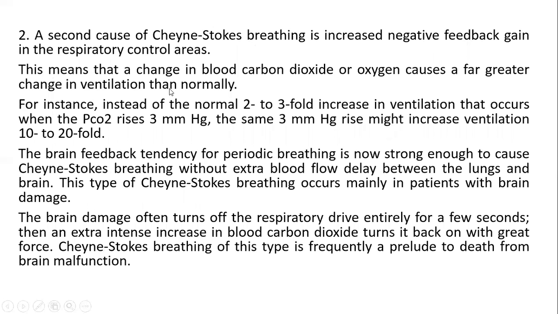The second cause of Cheyne-Stokes breathing is increased negative feedback gain in the respiratory control areas. This means that a change in the blood carbon dioxide or oxygen causes a far greater change in ventilation than normal. For instance, instead of the normal 2 to 3-fold increase in ventilation that occurs when PCO2 rises 3 mm mercury, the same 3 mm mercury rise might increase ventilation 10 to 20-fold. The brain feedback tendency for periodic breathing is now strong enough to cause Cheyne-Stokes breathing without extra blood flow delay between the lungs and the brain.